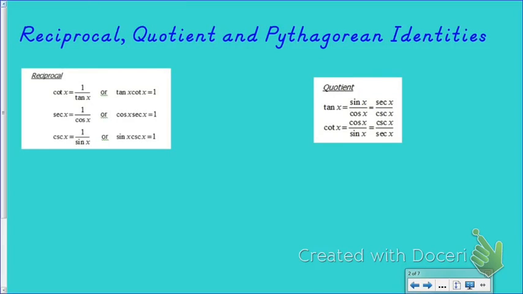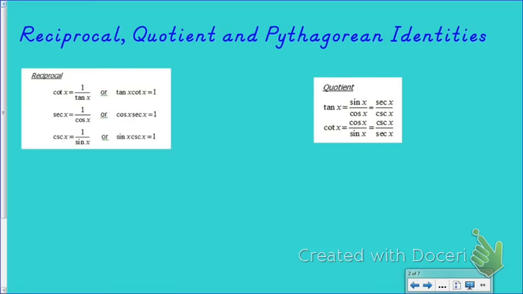Alright guys, what we're going to start doing is looking at some proofs, but before we do that, we're going to learn a few new identities that we haven't learned yet, and we're going to revisit a few that we've already looked at. So to start off with, what we're going to look at are a few of the identities that we've already done, which are those reciprocal identities.